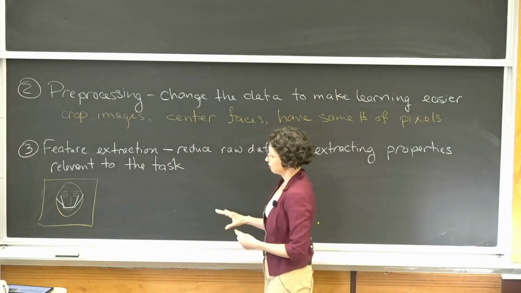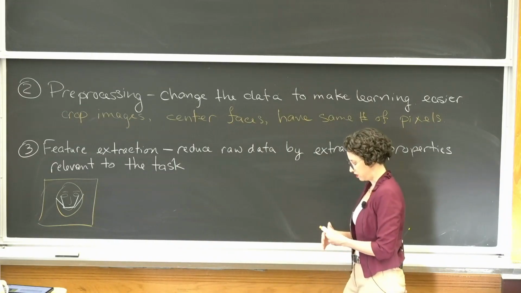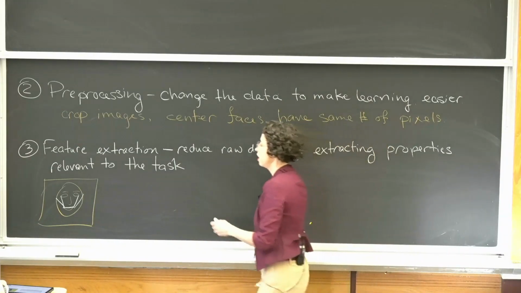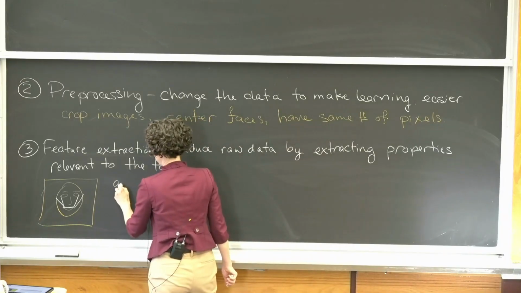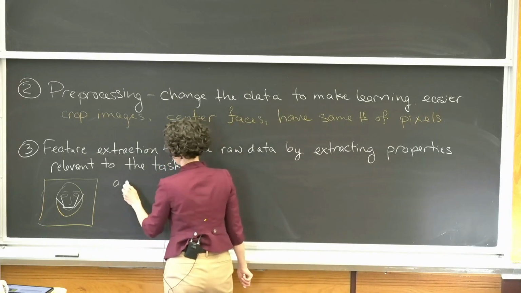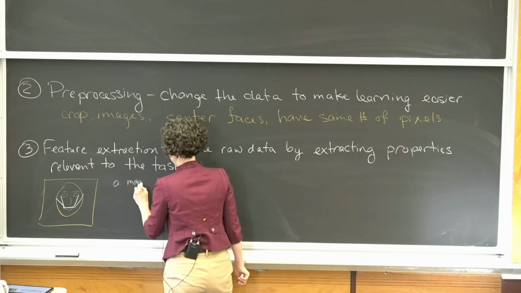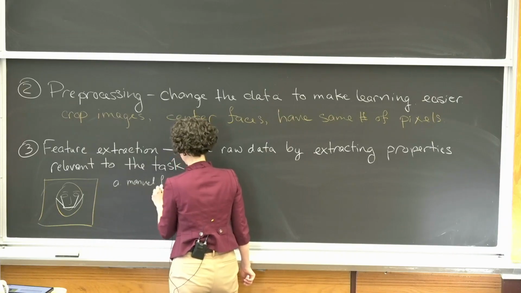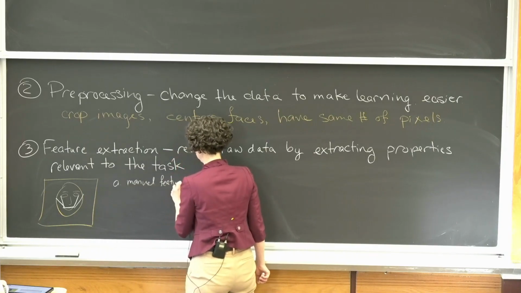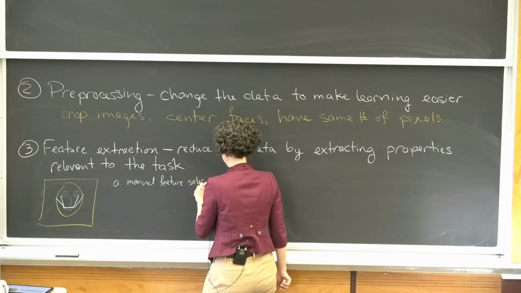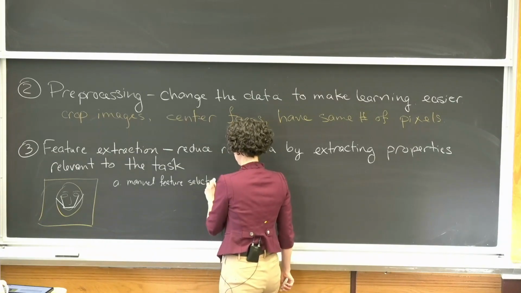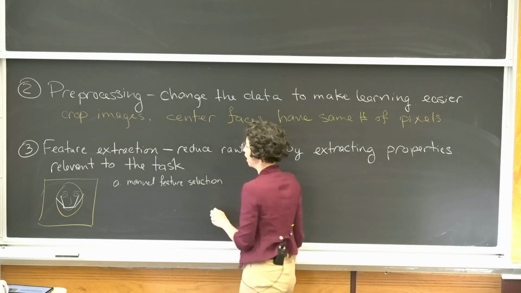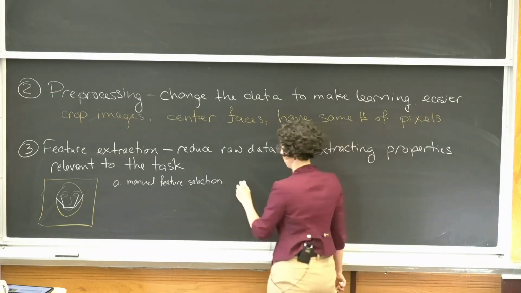Now, I said that this is something that's actually evolved in recent years. So there's a few different variants of this. What I've just described is, I guess I would say, manual feature selection, where an expert decides which features are relevant.